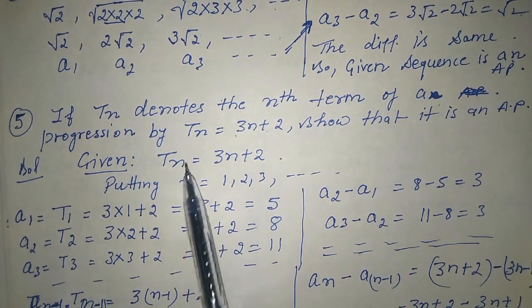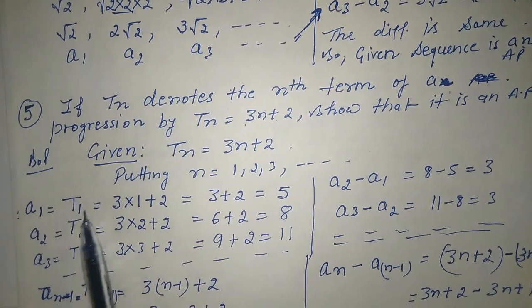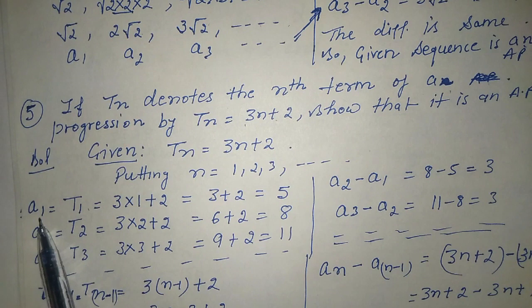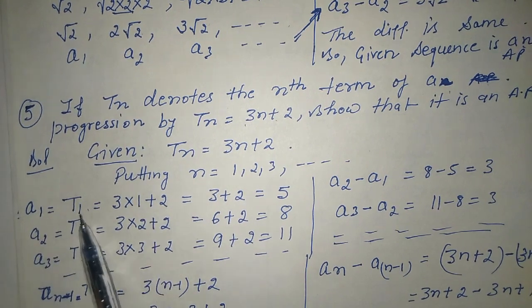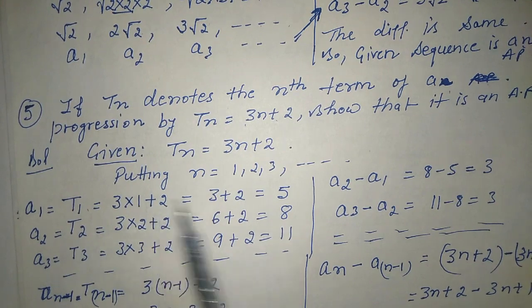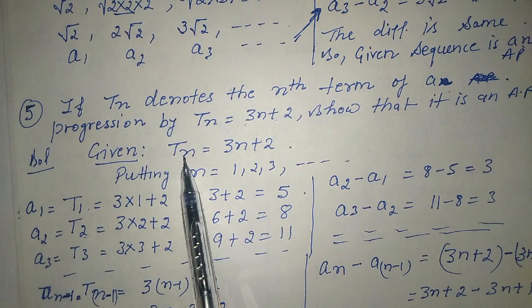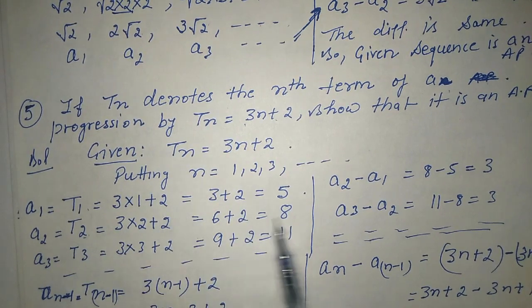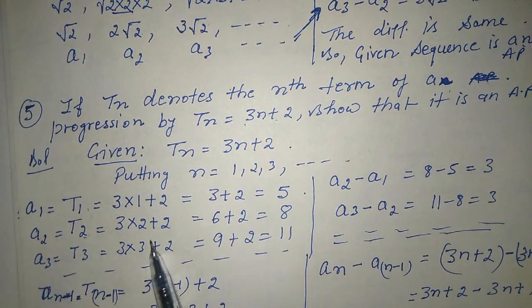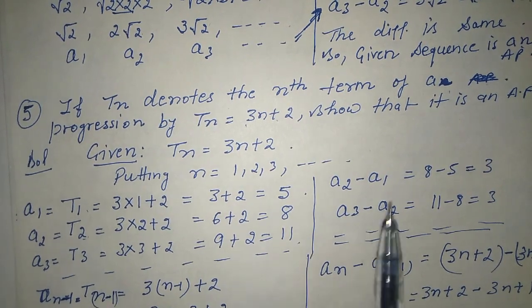On putting here, replace this n on both sides by 1. Suppose this is T1, the first term, because we are putting 1 here. So T1 is equal to 3 into 1 plus 2. So 3 plus 2 becomes 5. Now putting 2 on both sides, T2 is 3 into 2 plus 2, 6 plus 2, 8. T3 is 3 into 3 plus 2, 9 plus 2, 11. And so on. We will get this.